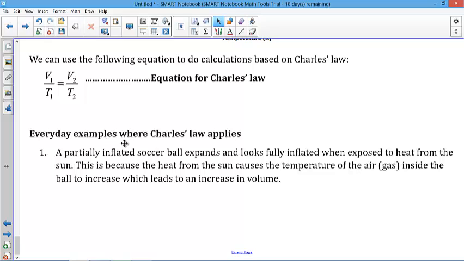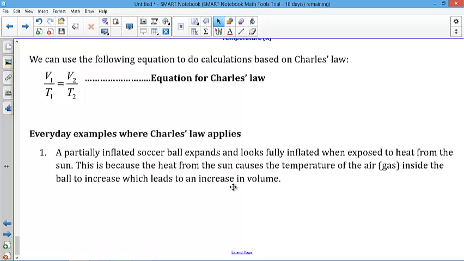What are the everyday examples that are observed where Charles' law is applied? A partially inflated soccer ball will expand slowly and will eventually look inflated when exposed to heat from the sun, and that is because heat from the sun will cause the temperature of the air, which is the gas inside the ball, to increase, and that is going to lead to an increase in volume.